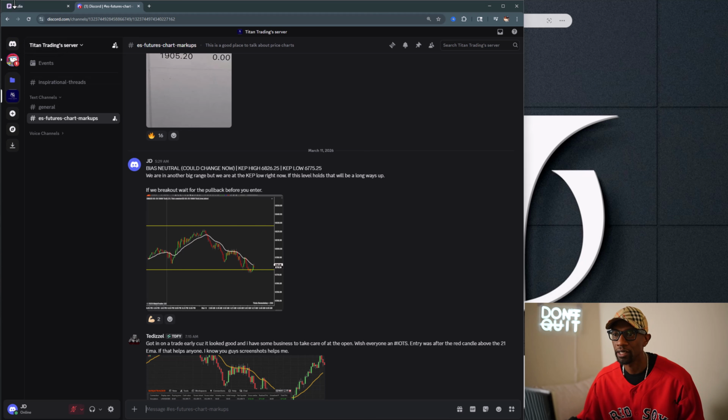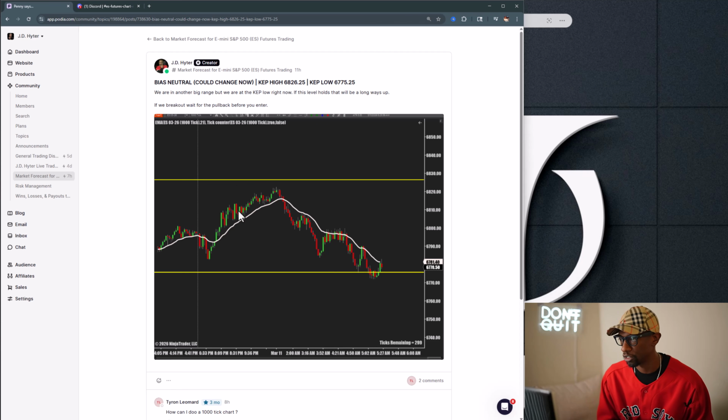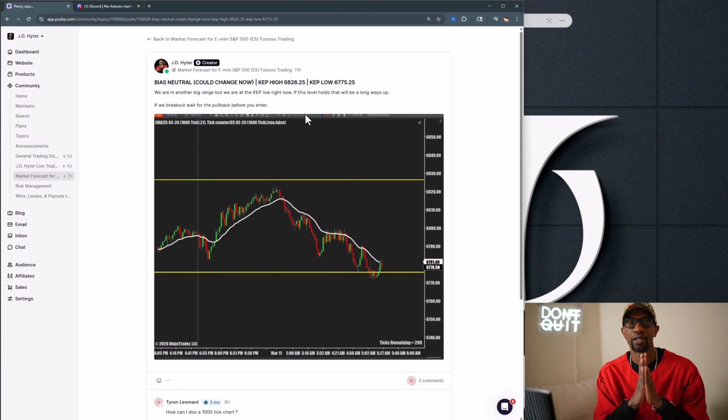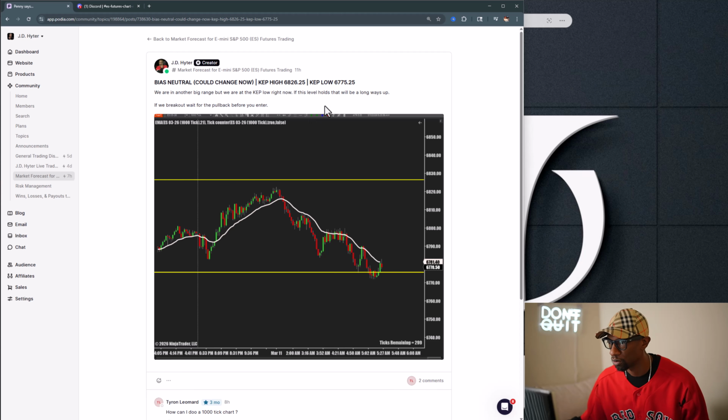And so you can look at it bigger here inside the community. So in the community, the call went out. I said, hey, the bias is neutral right now, but it could change because we were at my key entry point low right when the call came out. And this is the power of the IOTS protocol. So what did I say? I gave the key entry point high, key entry point low, actual numbers, okay? We're trading the ES, okay? These are actual ES futures price numbers where we expect a reaction in the marketplace. These are our key entry points.